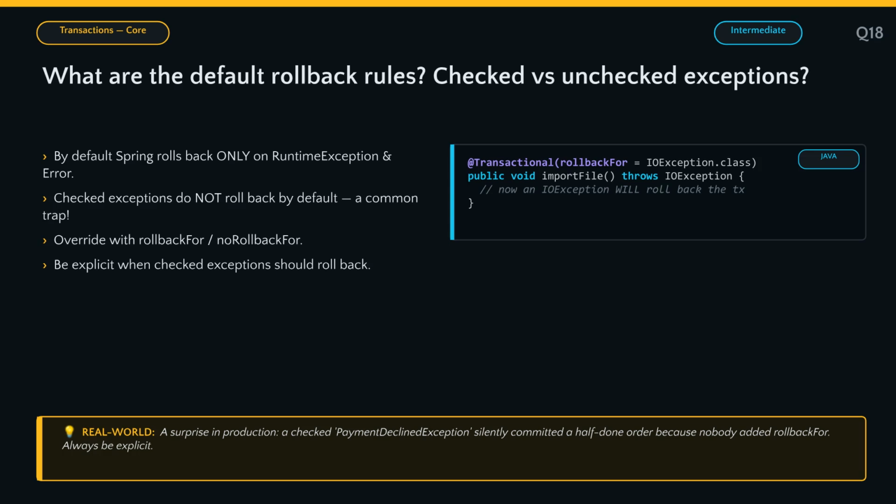The fix is to be explicit. Use rollbackFor to specify which exceptions should roll back, and noRollbackFor for the ones that shouldn't. Never assume. Always declare your intent.